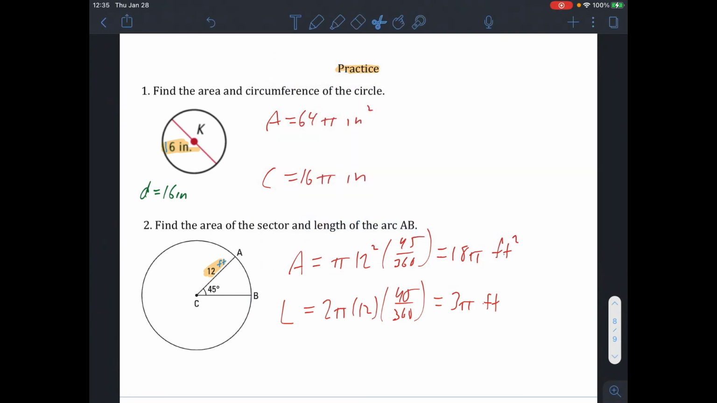And there are all your answers for these 4 problems. That'll do it for section 9.3. Next time we're going to take a look at the area of regular polygons, hexagons, octagons, pentagons, and other shapes like that.